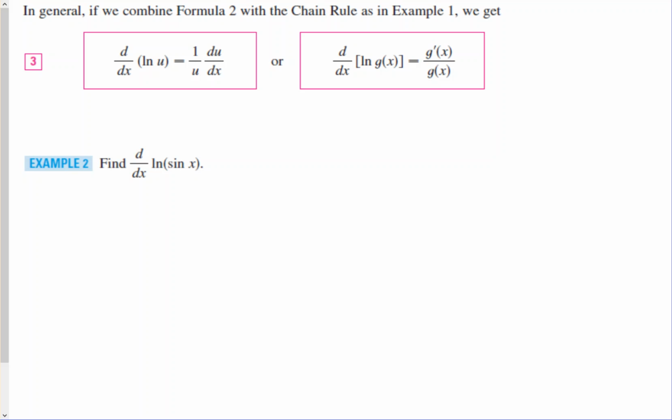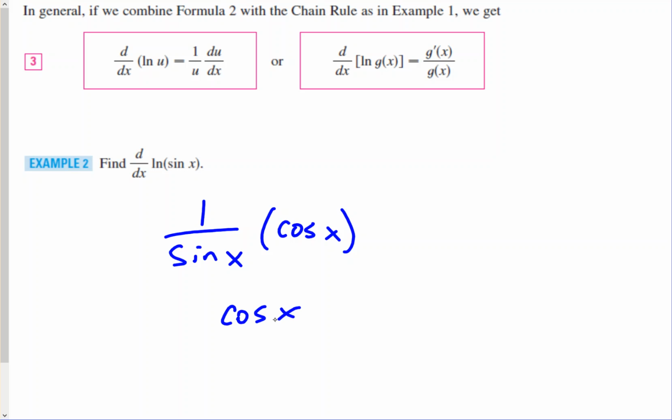So let's do example 2. Find the derivative with respect to x of natural log of sine x. So this means we would have 1 over sine x times the derivative of sine x, which will be cosine x. So that gives us cosine x over sine x, which we could just rewrite as cotangent of x.